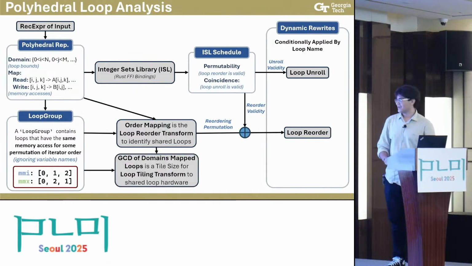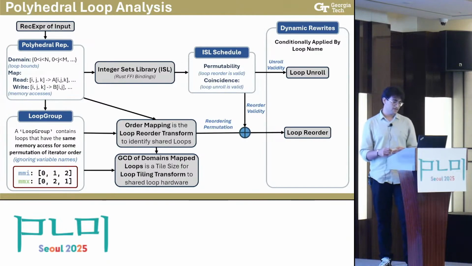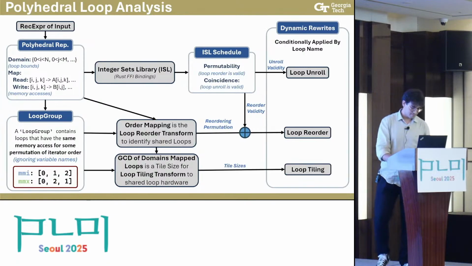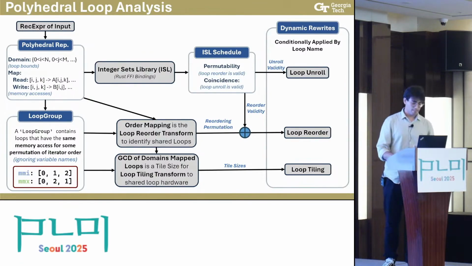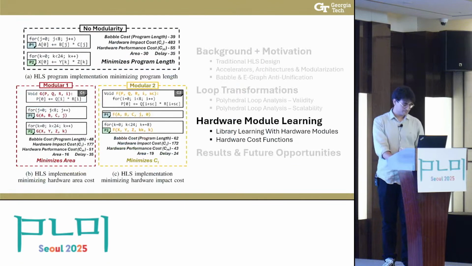And finally, you take the order mapping, and here we're determining a tile size using the greatest common divisor of our domains. This is basically guaranteeing we're going to find a common loop that can tile both. And then this tile size goes into the loop tiling rewrite. So these three rewrites are then just applied over our input space, and we're going to explore not an insane number of loops, only the ones that we know will match.